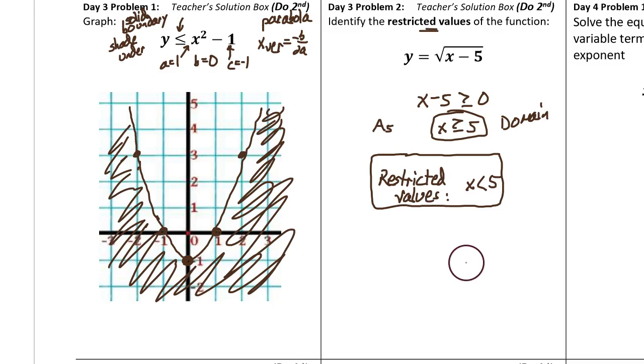In a question like this, where you are asked to think about what numbers work and don't work for x, I will accept a statement about the domain, that is, what numbers work, or I will also accept a statement about restricted values, the numbers that don't work.